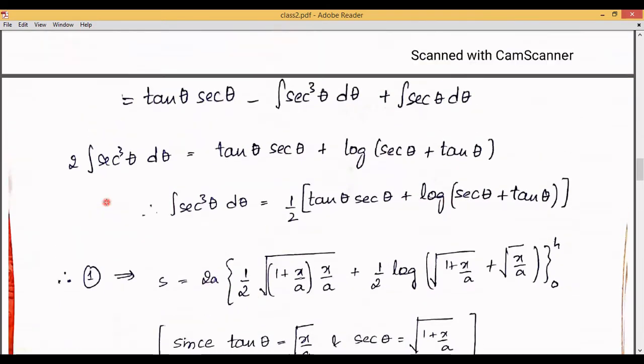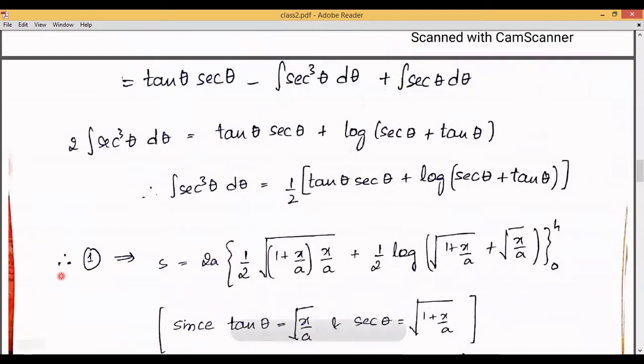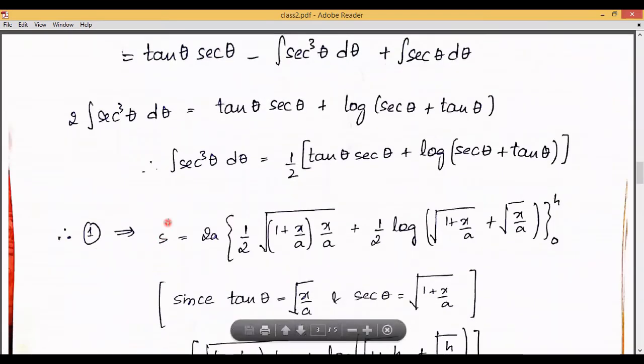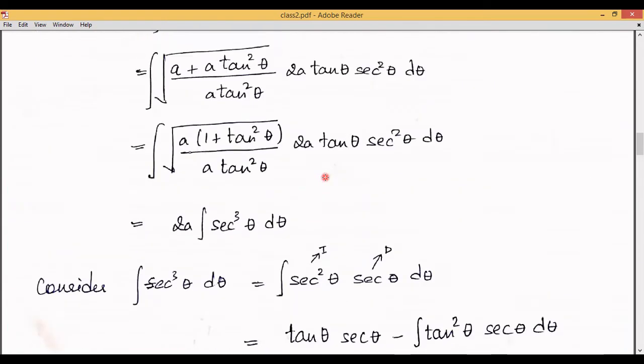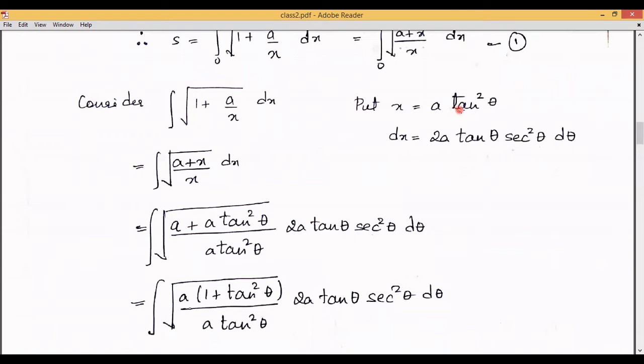Okay. So here, therefore, equation 1 implies S is equal to, here I have substituted all this. And one more thing is you need to substitute what tan theta and secant theta are, because I have substituted for x here, right? x is a tan square theta. So tan square theta is x by a. So tan theta is root x by a. Secant theta is root of 1 plus x by a.